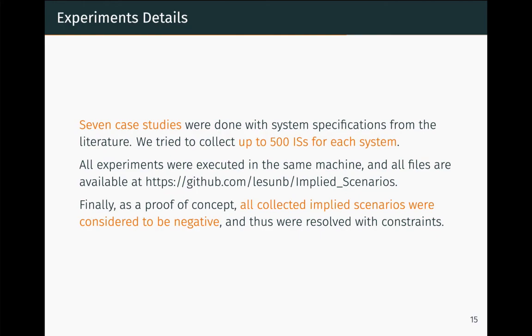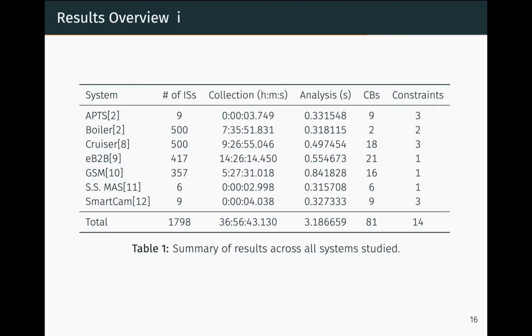And as a proof of concept, we treated all implied scenarios as negative. So we said everything unexpected is unwanted. Because our focus was not to remodel the system, we're just including more behavior constraints to remove these implied scenarios. So here is an overview of our results.